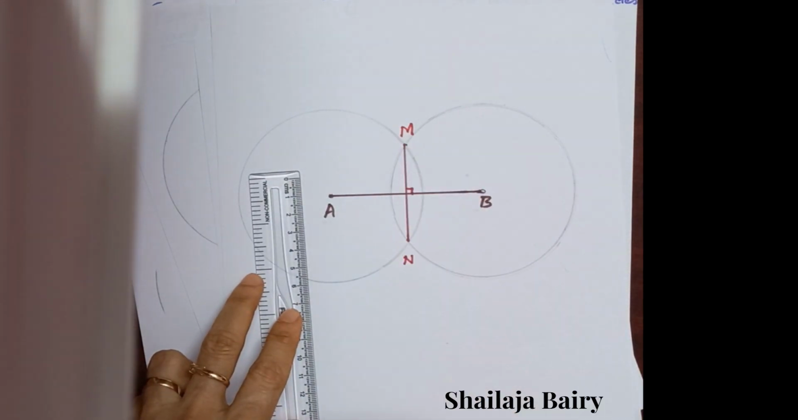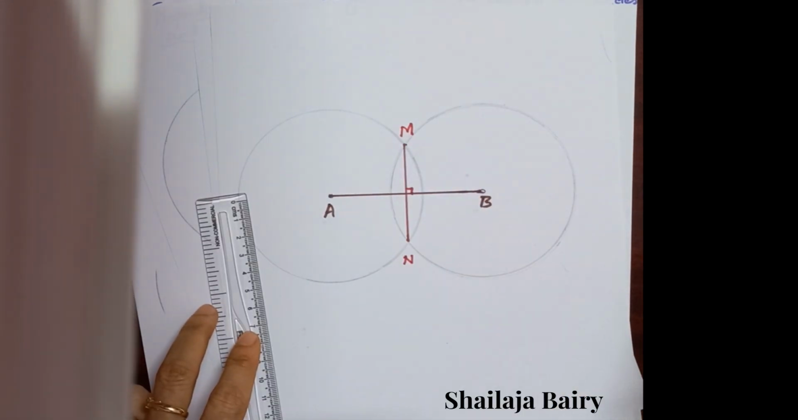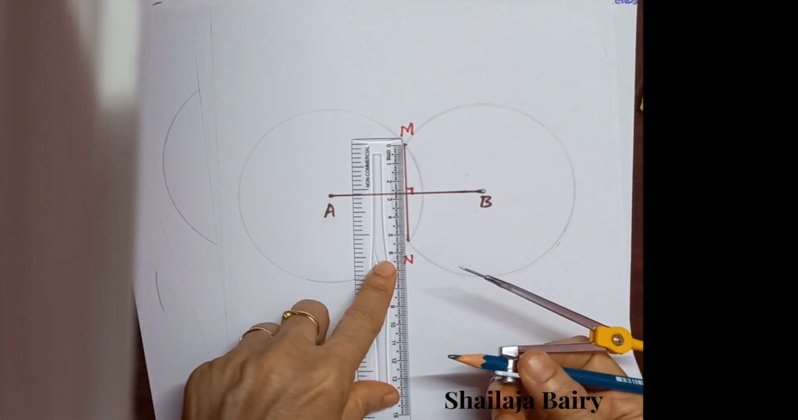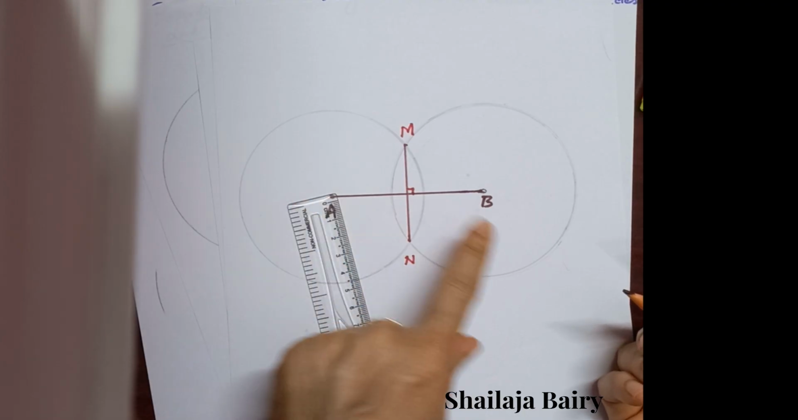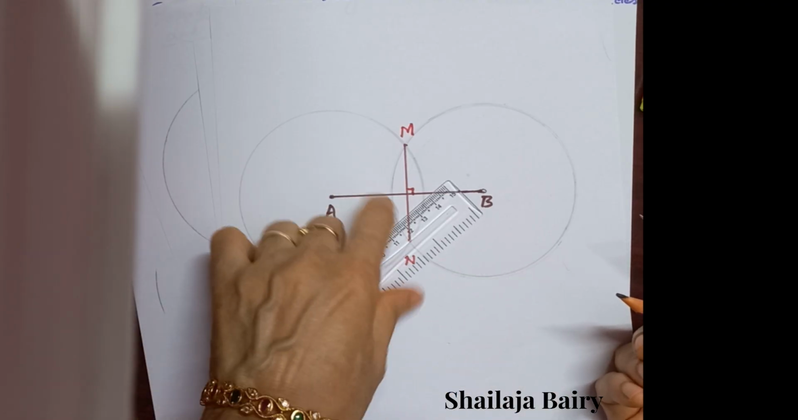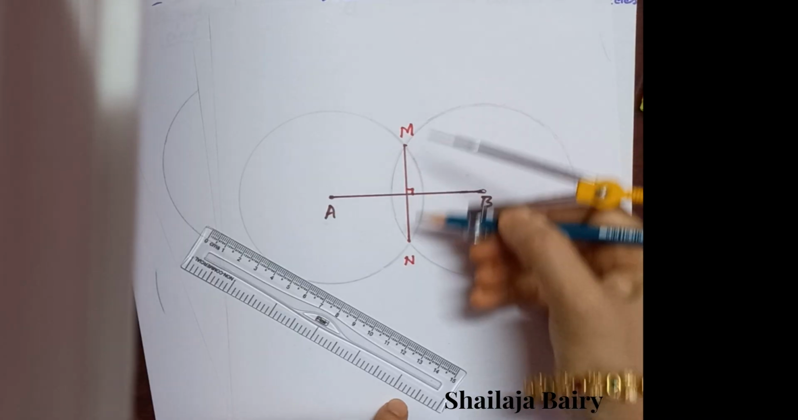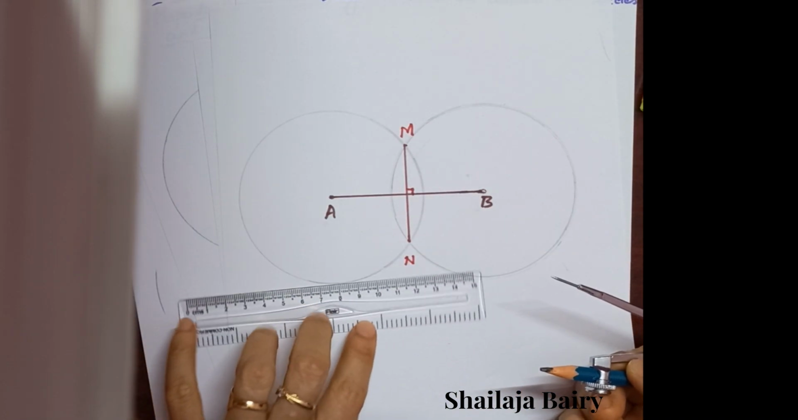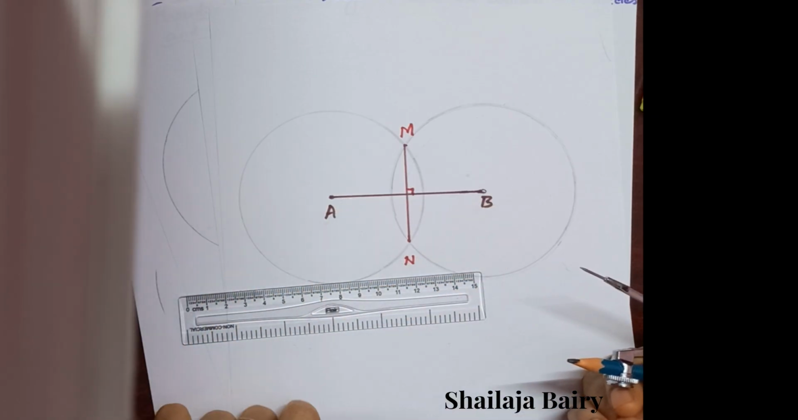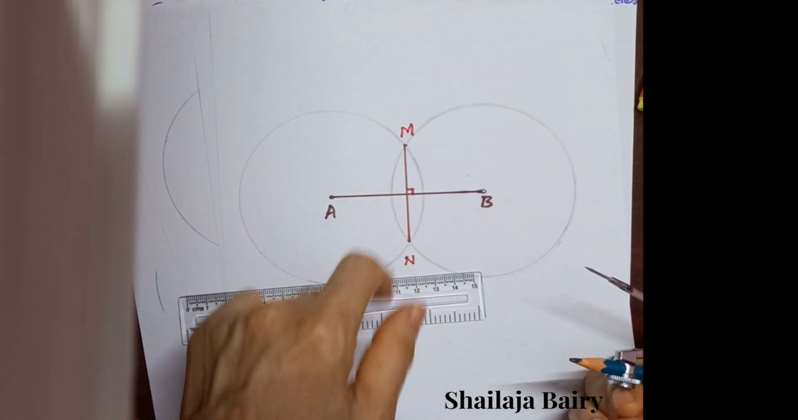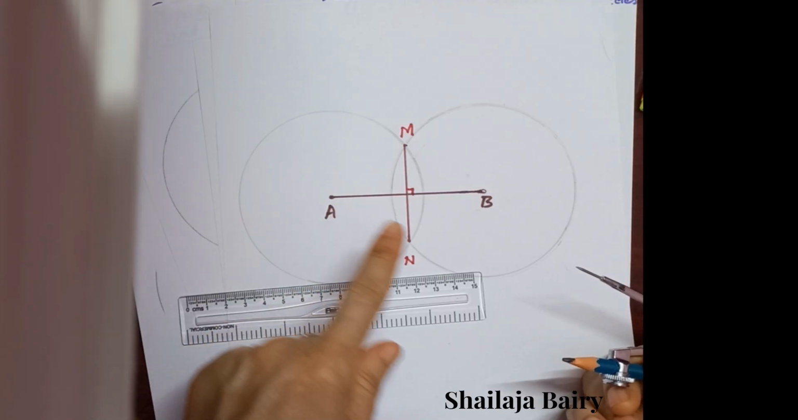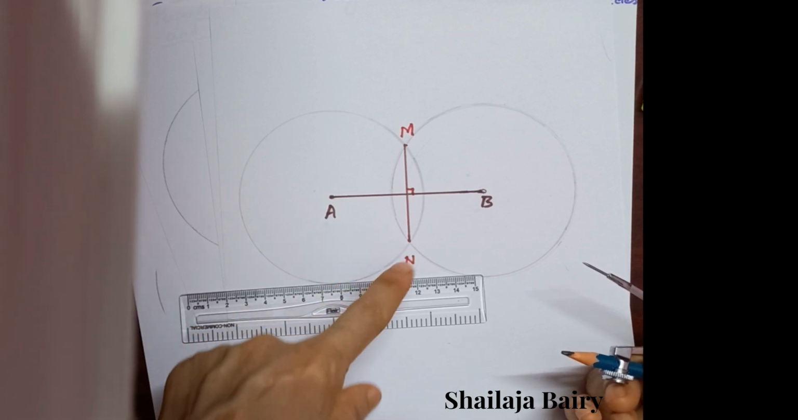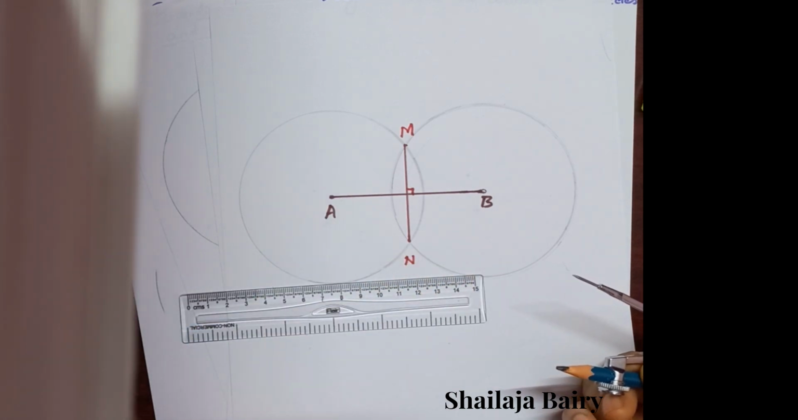Now, what is this MN with reference to this circle? It is a chord, right? So MN is a chord for each of the circles. So I can call it a common chord. MN is the common chord for the two circles, and AB happens to be the bisector of MN as well. It is not only that MN is the bisector of AB, but AB is also the bisector of MN.